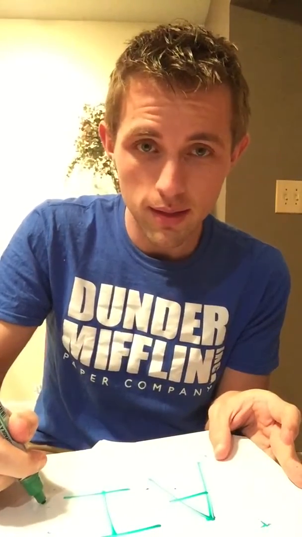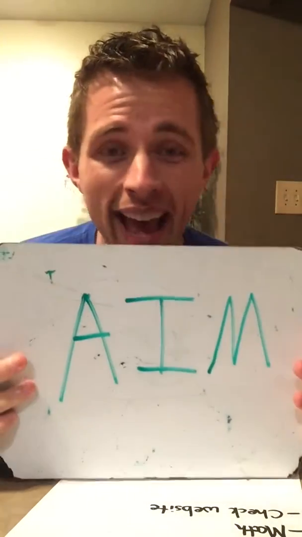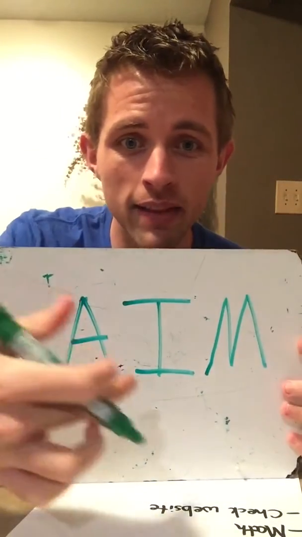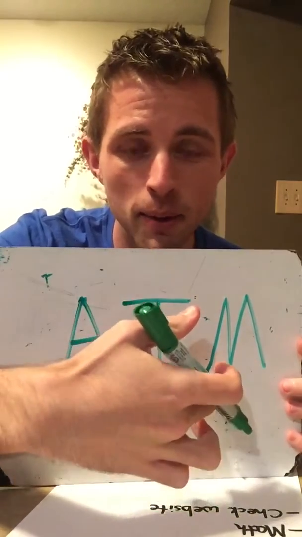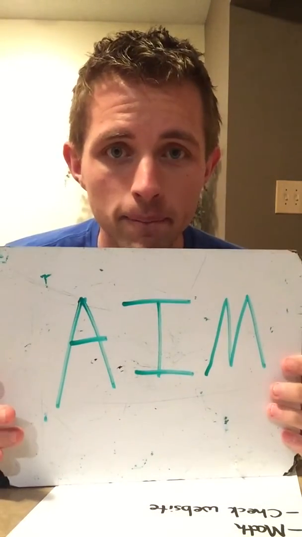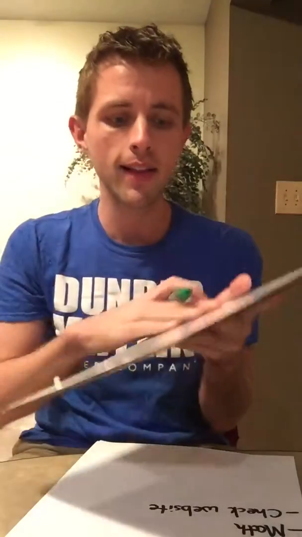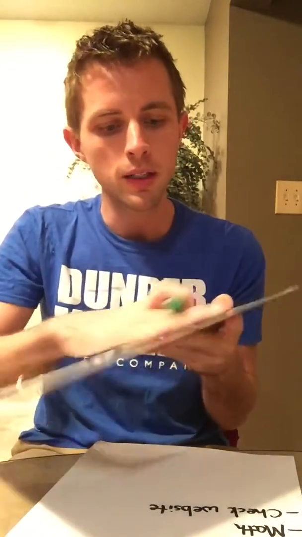And then, can you remember what you're supposed to remember for area? Area takes place on the outside or inside? On the inside, so we do what? We multiply. Remember, and that's AIM. Area is on the inside, and so we multiply. Remember that?